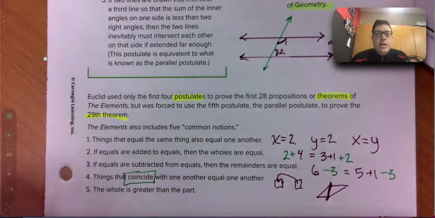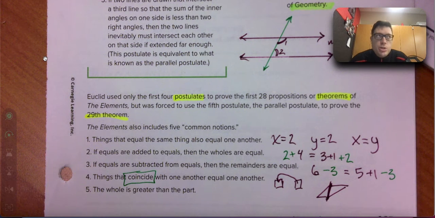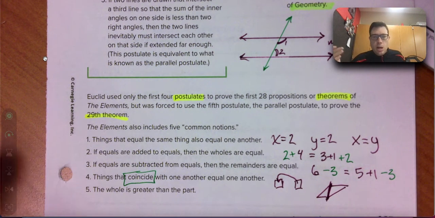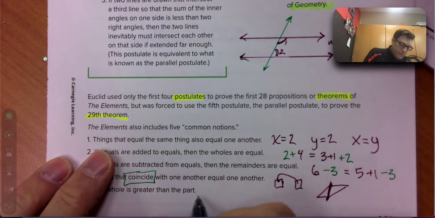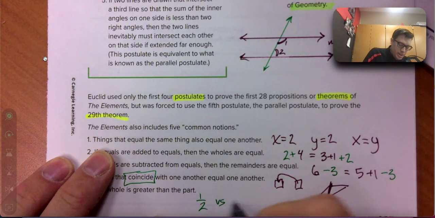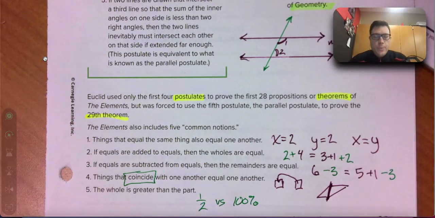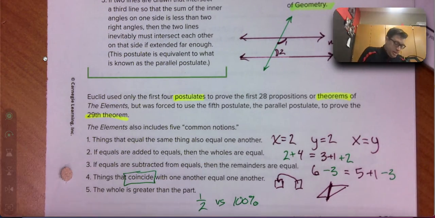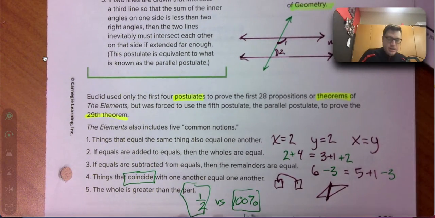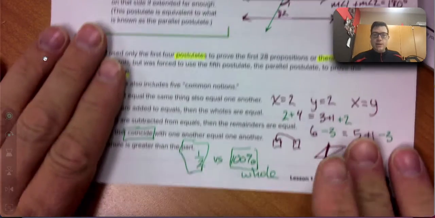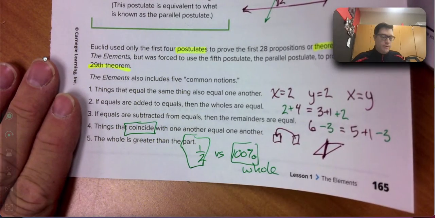Okay, his fifth notion, which these are common sense. If these are not common sense to you, let's talk about it. The whole is greater than the part. Like 1/2 versus 100%. One of those is bigger. 1/2 is the part and 100% is all of it. The whole, as they say. Those are Euclid's 5 notions.